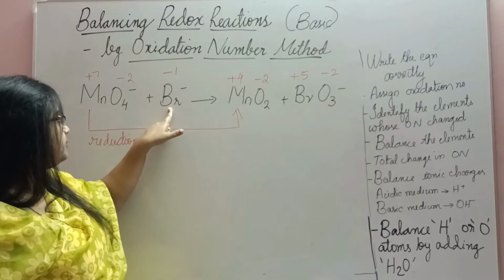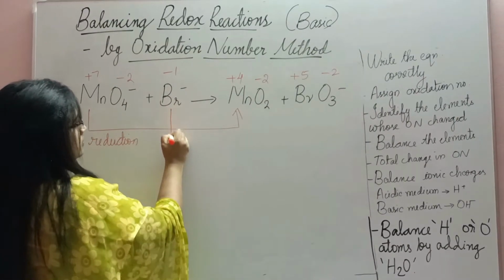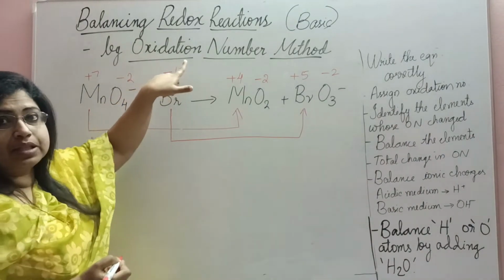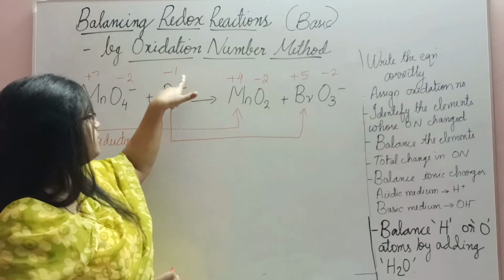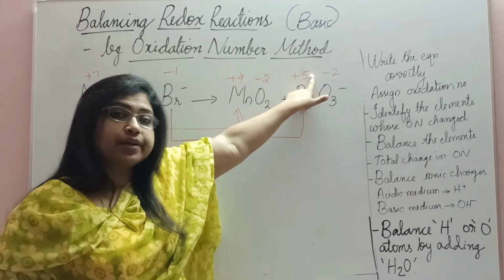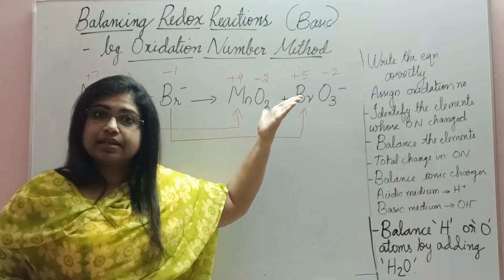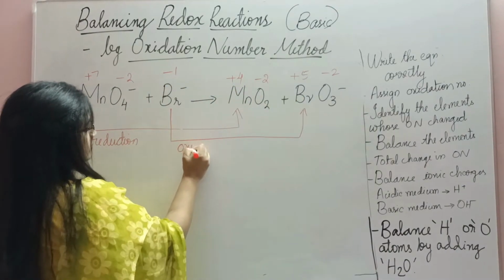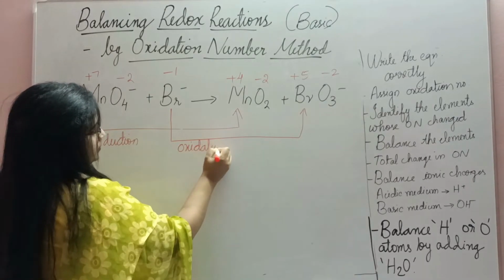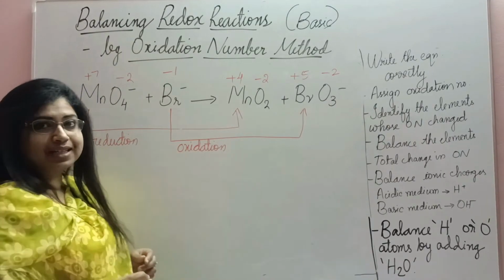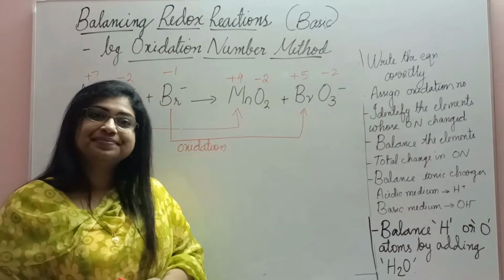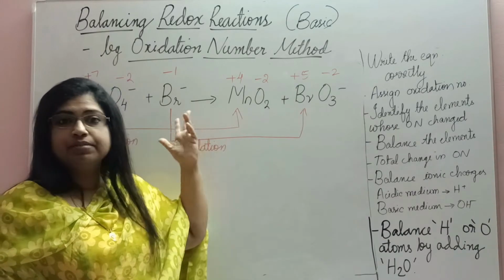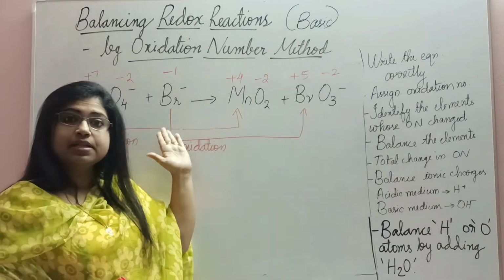Next, for bromine. For bromine, the oxidation number increases from -1 to +5. Here the oxidation number increases, so it has undergone oxidation. Now what is the next step? We have identified the elements that have undergone change in oxidation number. They are manganese and bromine.